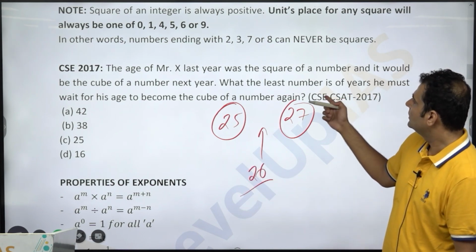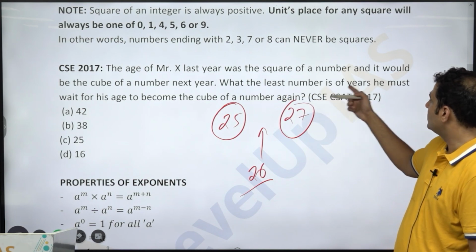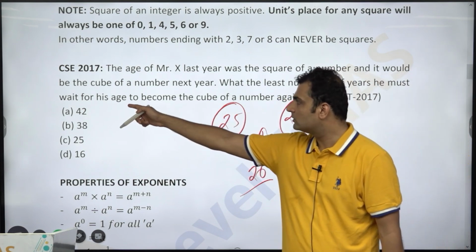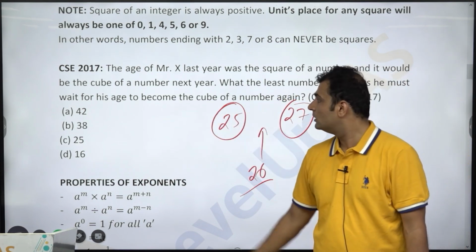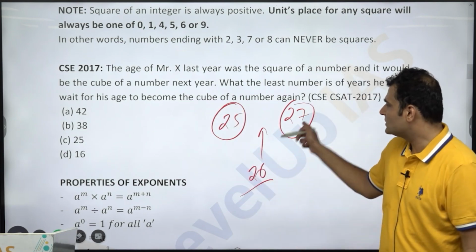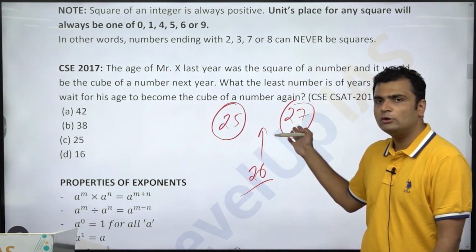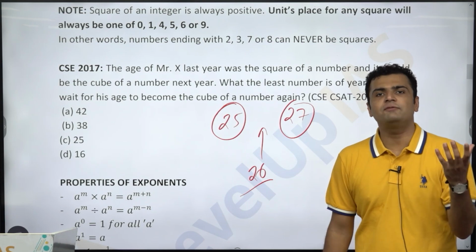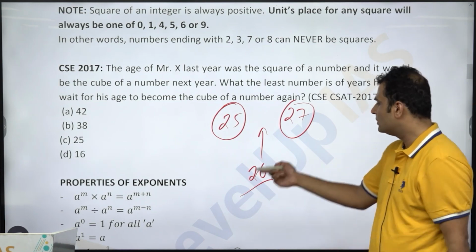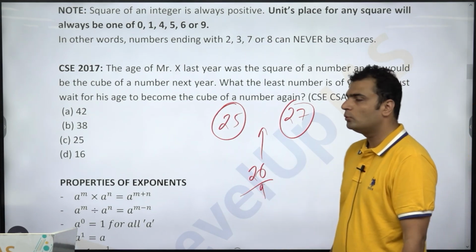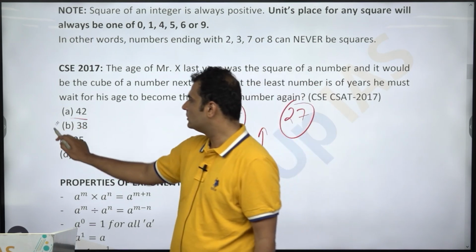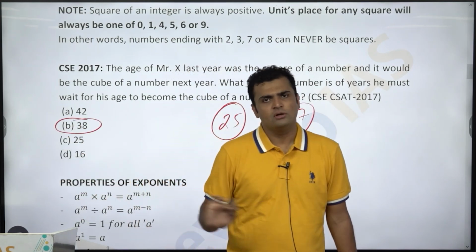Question is, by at least which number he must wait so that his age becomes a cube number again. What is the next cube after 27? 3 cube is 27, 4 cube is 64. So he has to be 64 now. So how many more years? He is 26. To become 64, he needs to wait 38 years more. That's all. Very easy question.